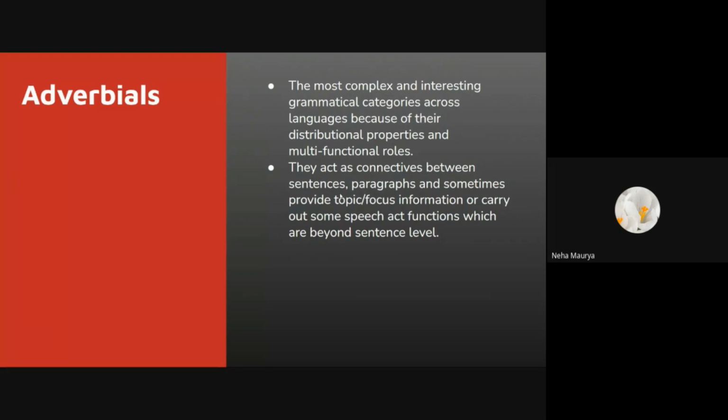Now the adverbials. What are adverbials? Adverbials are a kind of function. If we take the word adverb, it's a word class, and adverbials are the function of that word class. Adverbials include adverb phrases, adverb clauses, and any word, phrase or sentence which functions as an adverb. These adverbials are really very complex and interesting grammatical categories because of their distributional properties and their multifunctional roles. They act as connectives between sentences and paragraphs, to make the sentence more meaningful, and sometimes they function as discourse markers also.